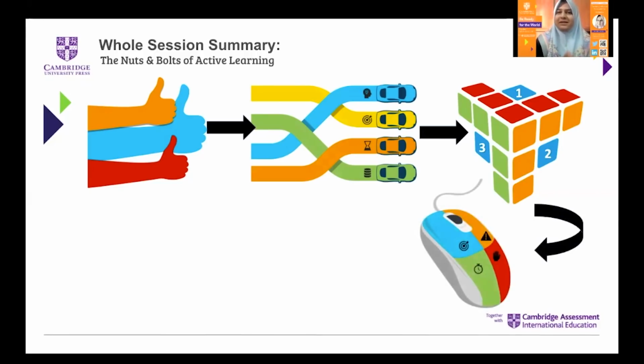When implementing active learning strategies online, please do encourage peer learning, allow some time during interaction with students to offer instant feedback, and share the highlights of the lesson as a recorded video file with your students.